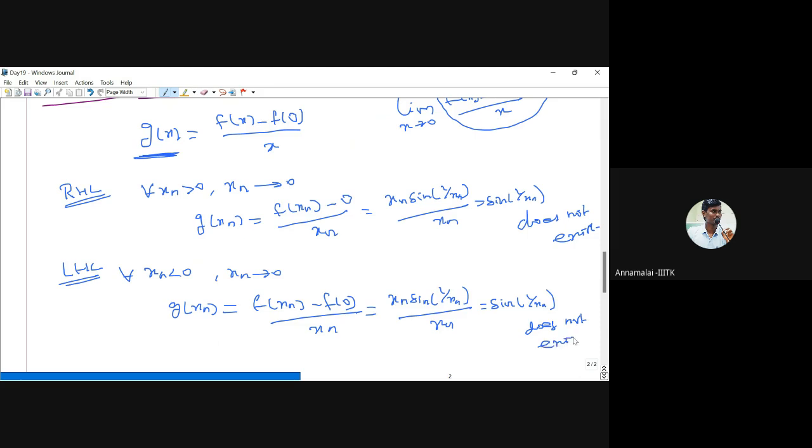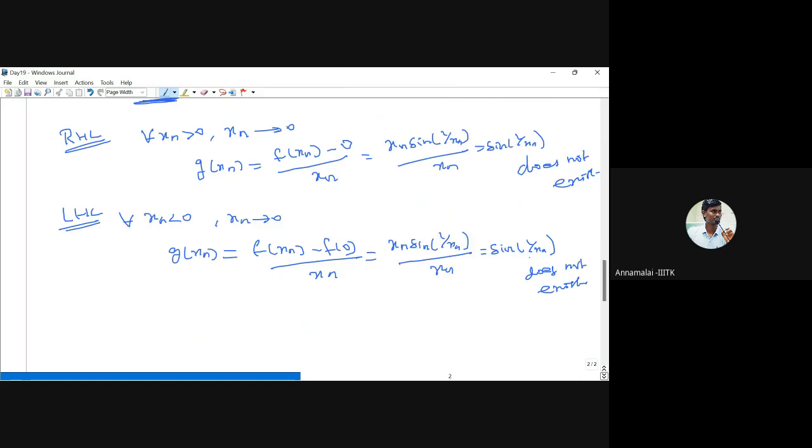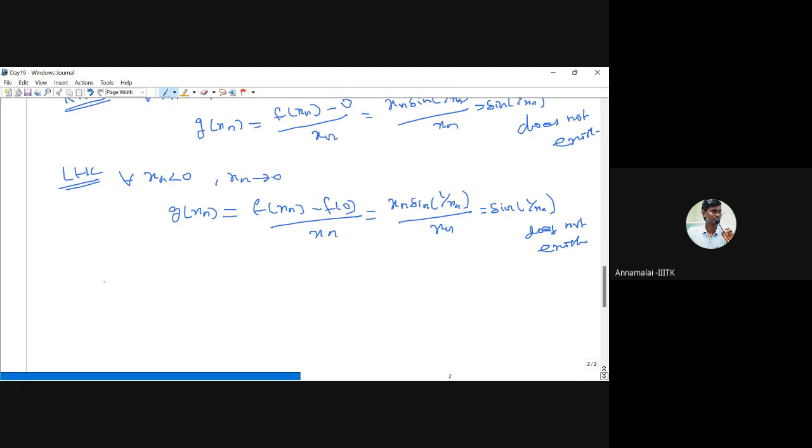Does not exist. Therefore, the right hand limit and left hand limit do not exist for this function, therefore f is not differentiable at x equal to 0. Now, we can extend this problem into some other problem.